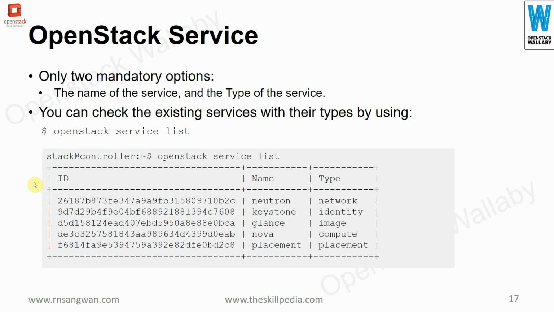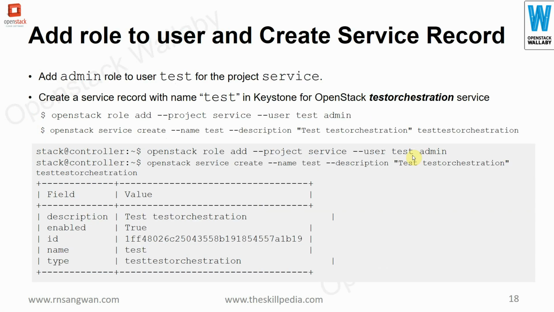OpenStack service has two mandatory options: the name of the service and the type of the service. To check the existing services with their types, I demonstrated this just now: OpenStack service list, and you saw the services configured on my system. Add a domain, add the admin role. How can we add a role to a user and create a service record? Admin role to the user test for the service.